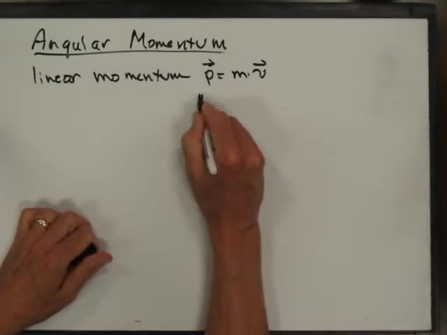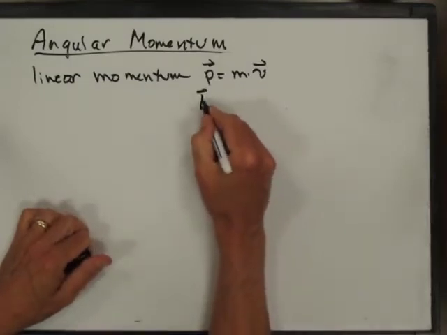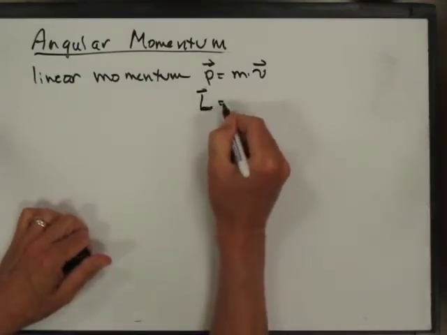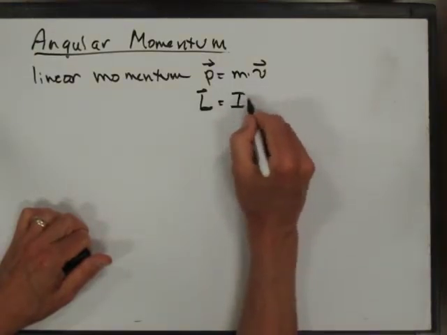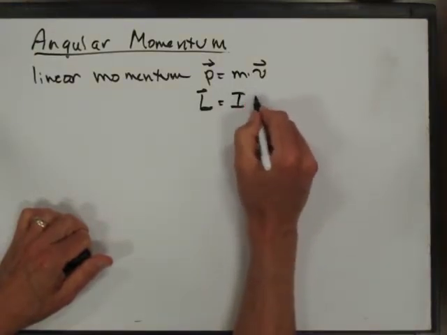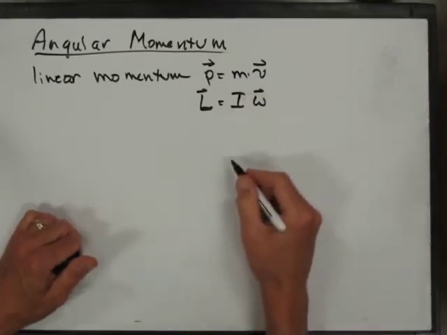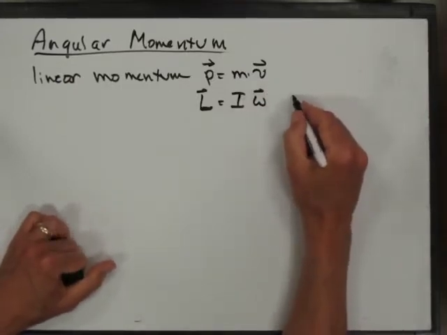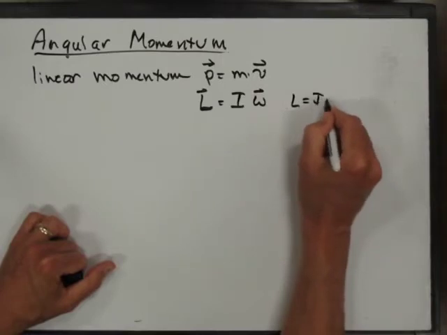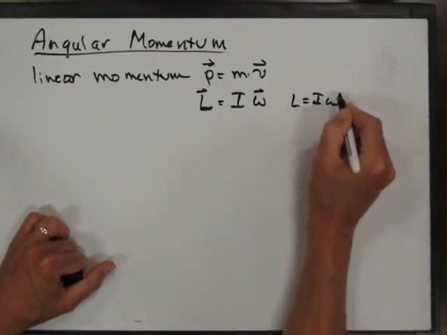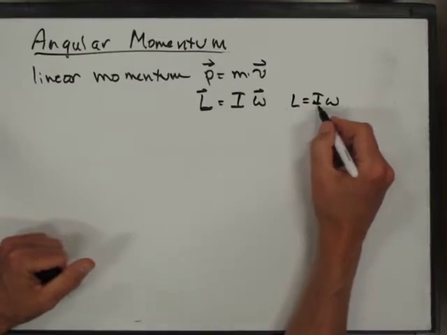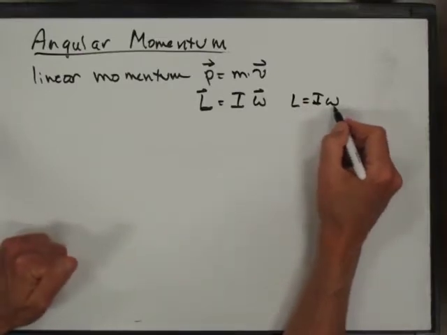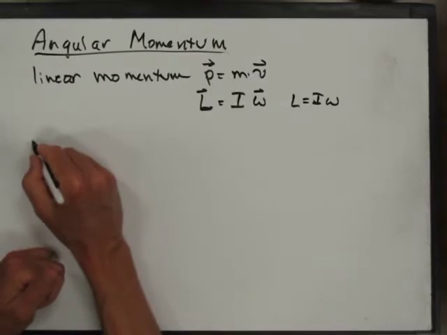And so angular momentum is given the designation L, the letter L. If we use the rotational equivalent of mass, we have an I here. And if we use the rotational equivalent of velocity, we have angular velocity here. And so in one dimension, we just say L is equal to I omega. If you want to know the angular momentum of something, you can calculate that from its rotational inertia times the angular velocity.